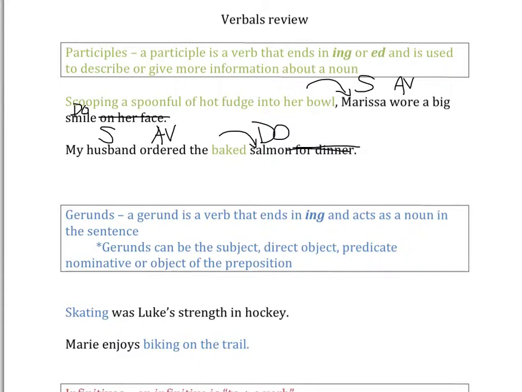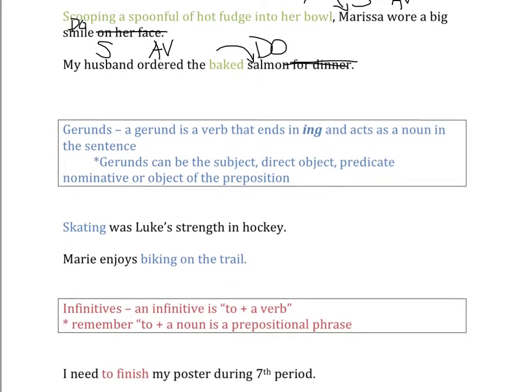Let's take a look at gerunds. A gerund is a verb that ends in ing and acts as a noun in the sentence. Gerunds can be the subject, direct object, predicate nominative, or object of the preposition. So basically anything that a noun can be in a sentence, a gerund can be that too. Let's take a look at some examples.